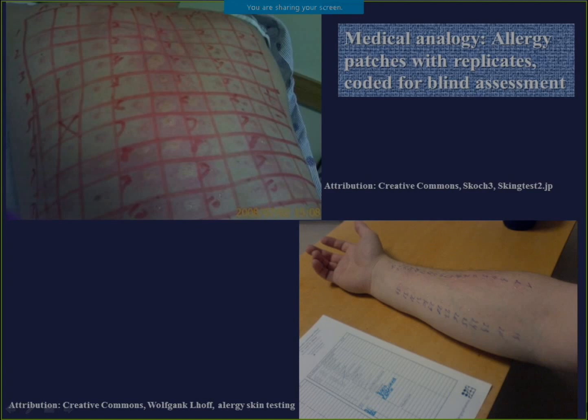Test patches might be defined on their arm or their back with patches numbered, and then the numbers used on a coding sheet that gives information about what possible allergens were applied to which patches. Placement is often randomized with replication, and then the results are assessed by the patient or by a physician blindly with respect to knowledge about which allergens were used in which patches.